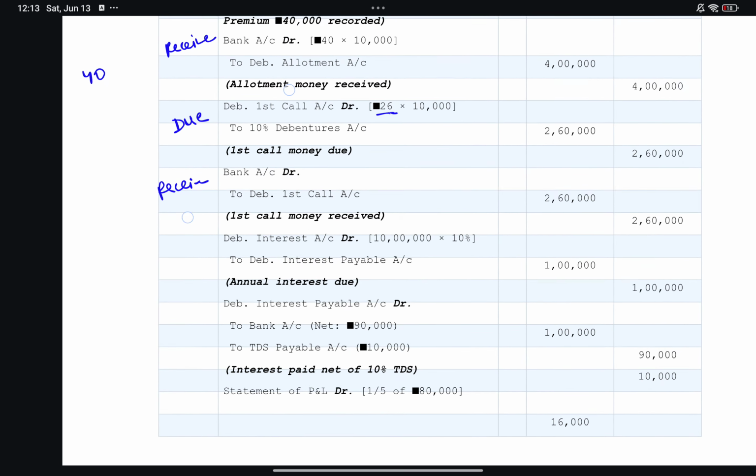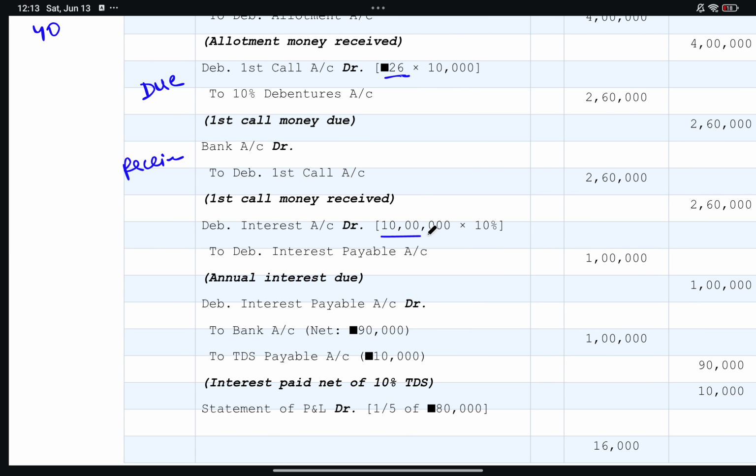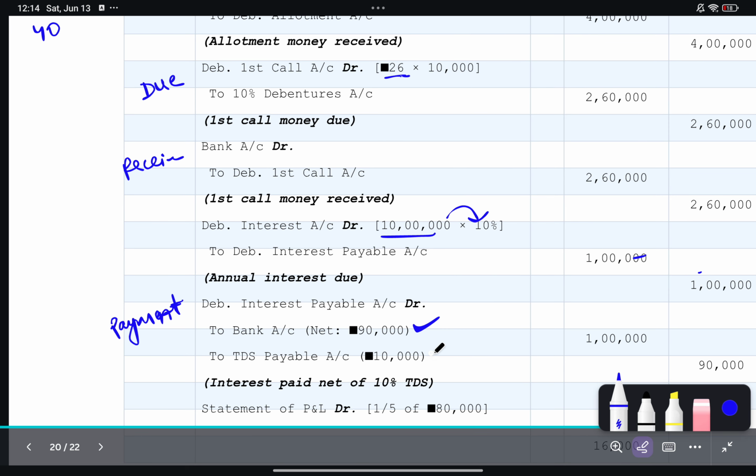Okay, now let's come to its interest calculation. Total face value 10 lakh. We have to calculate 10% on 10 lakh, that is 1 lakh. This is interest payable. So the due entry will be debenture interest account debit to debenture interest payable account. Next entry will be for payment of that interest. And what entry will be there? That entry is debenture interest payable account debit to bank, because cash is going from the company, and to TDS.